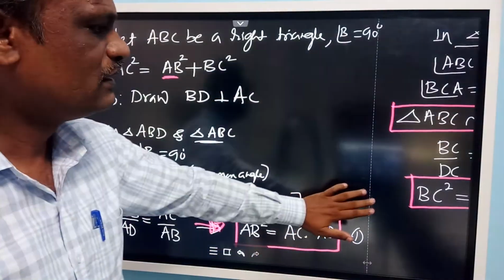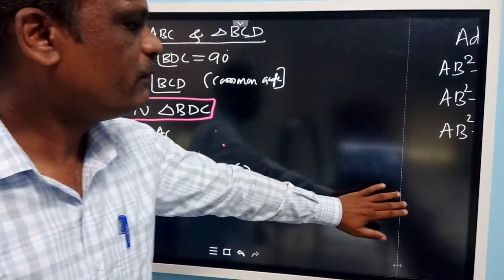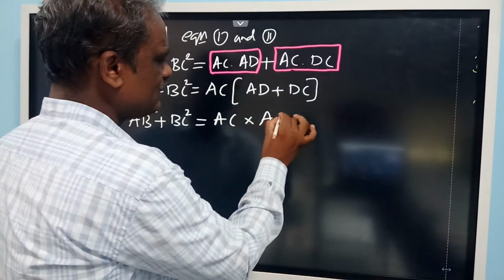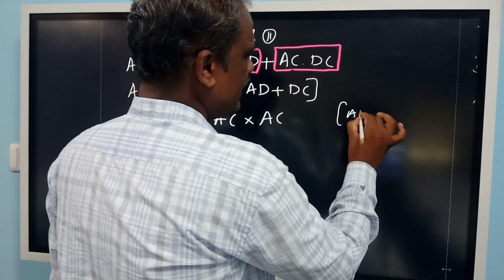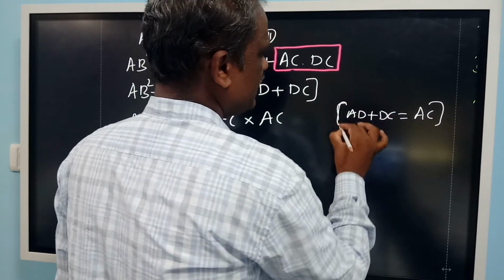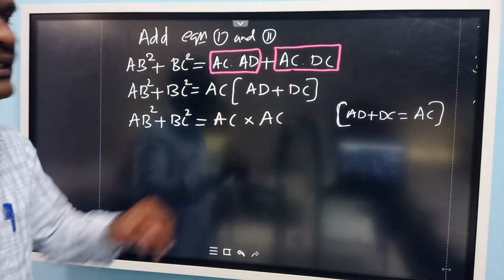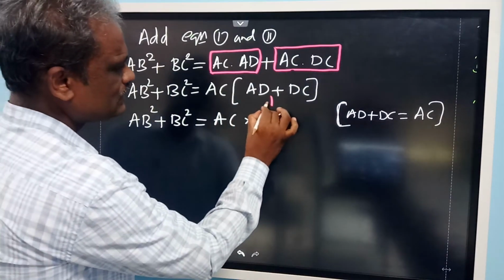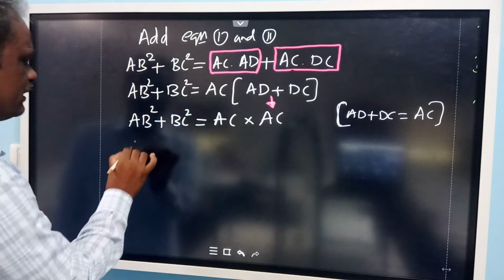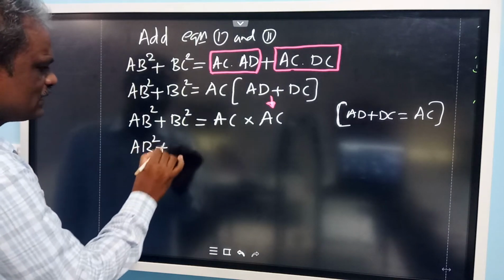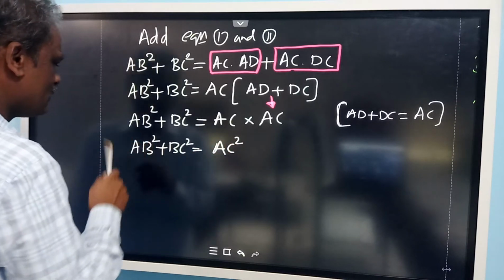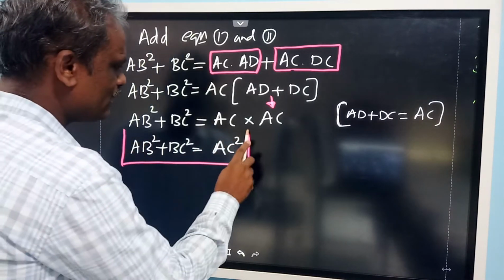So in place of AD plus DC, I can write it is AC. You can write AD plus DC is equal to AC. Because of this, here AD plus DC changes to AC. Now we got AB square plus BC square is equal to AC into AC, that is AC square. So this is what is required.